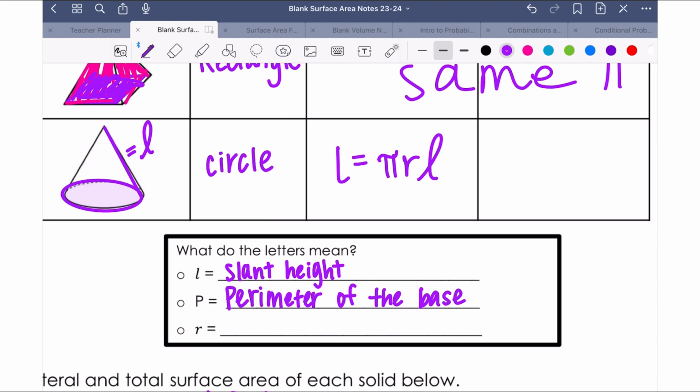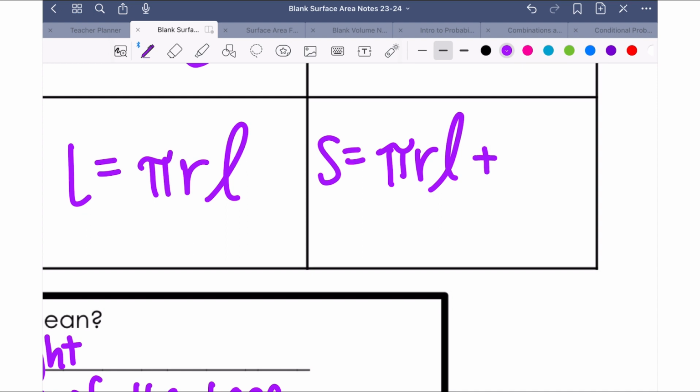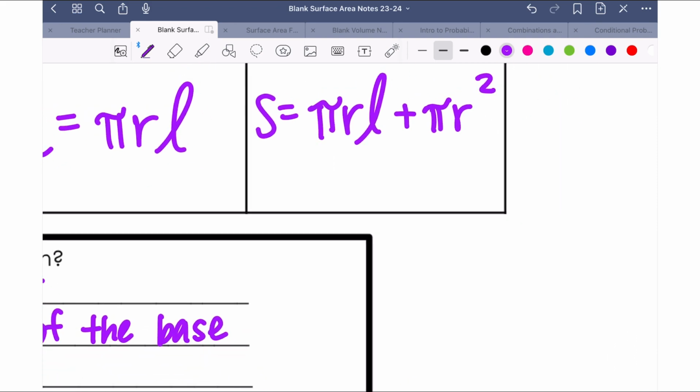For total surface area, just like all the other shapes, you take your lateral, pi times radius times slanted height, and then you add the area of the base. So what's the area of a circle? What's the formula? We already tested on this. The area of a circle is pi r squared. Okay, so just following the same pattern, the lateral plus the base. And let's get started.